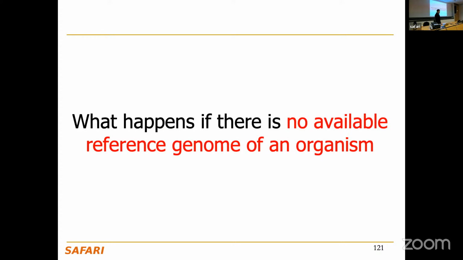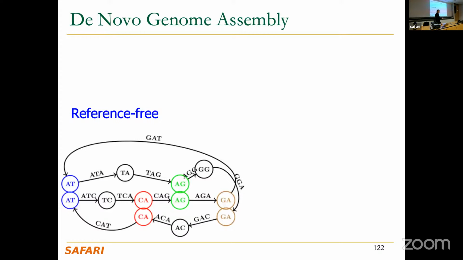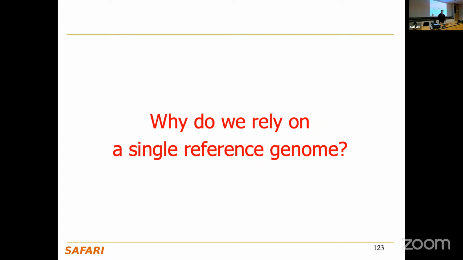The other question is, what happens if we don't have any reference genome? We loosely answer that. What we do, we find overlaps. And from these overlaps, we construct some graphs. And then this graph can perhaps be converted to a genome again by figuring out the consensus. So the other question is, why do we rely on a single reference genome? We have been talking about a single reference genome so far.